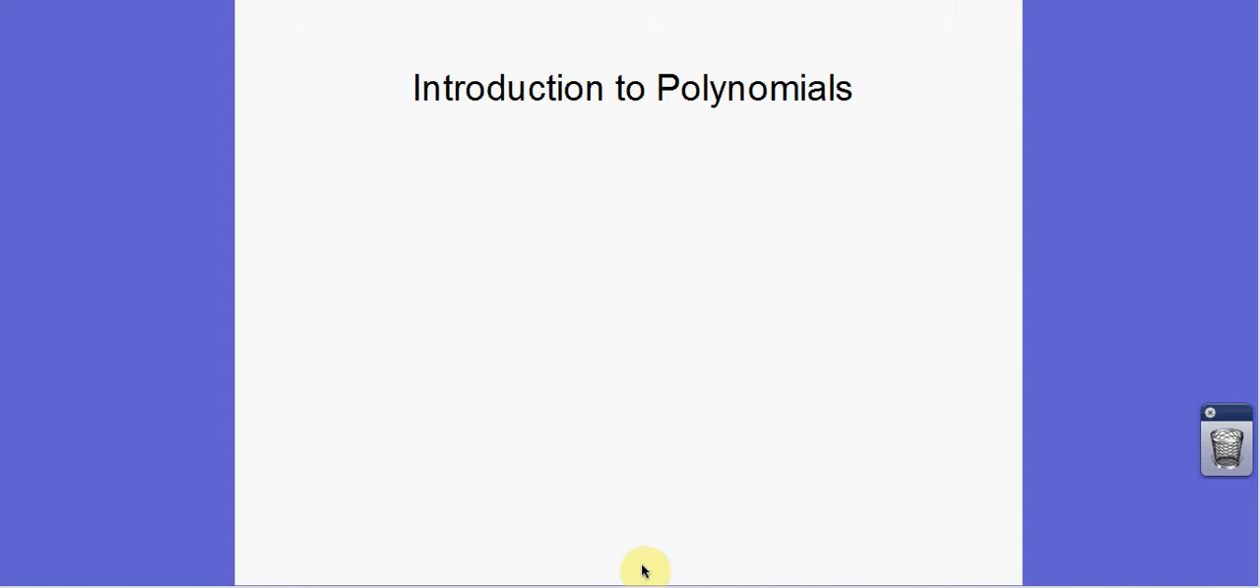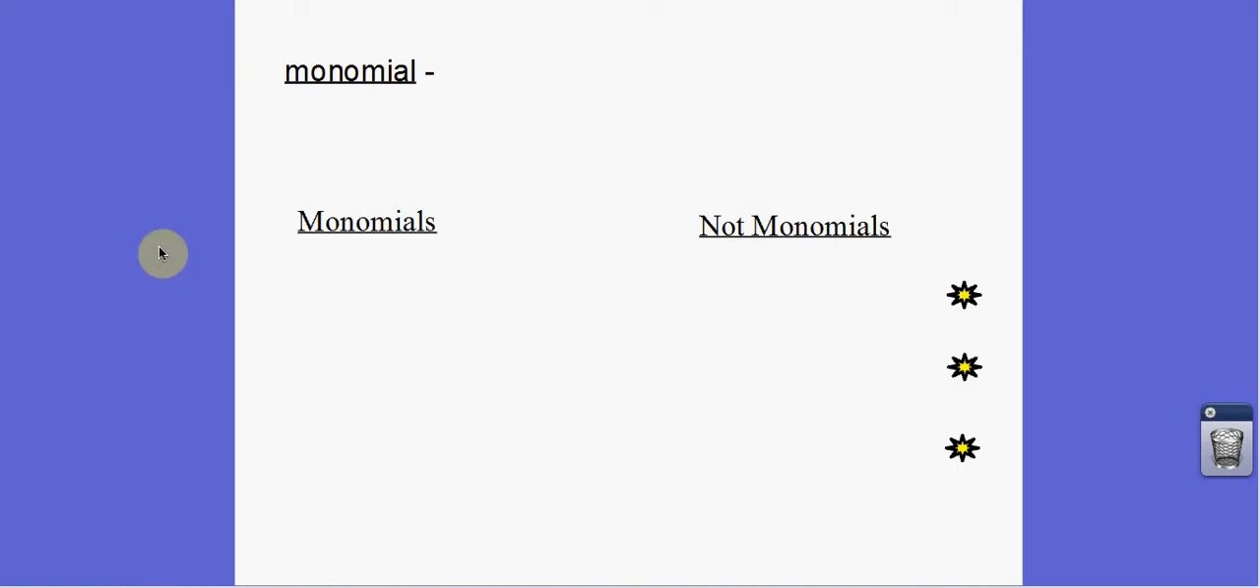Alright, we're going to take a look here at polynomials. Okay, so here we go. The first thing that we want to do is define monomial. And mono means one. So a monomial is one term or one piece of a polynomial. Poly means many, so a polynomial is a bunch of monomials put together.